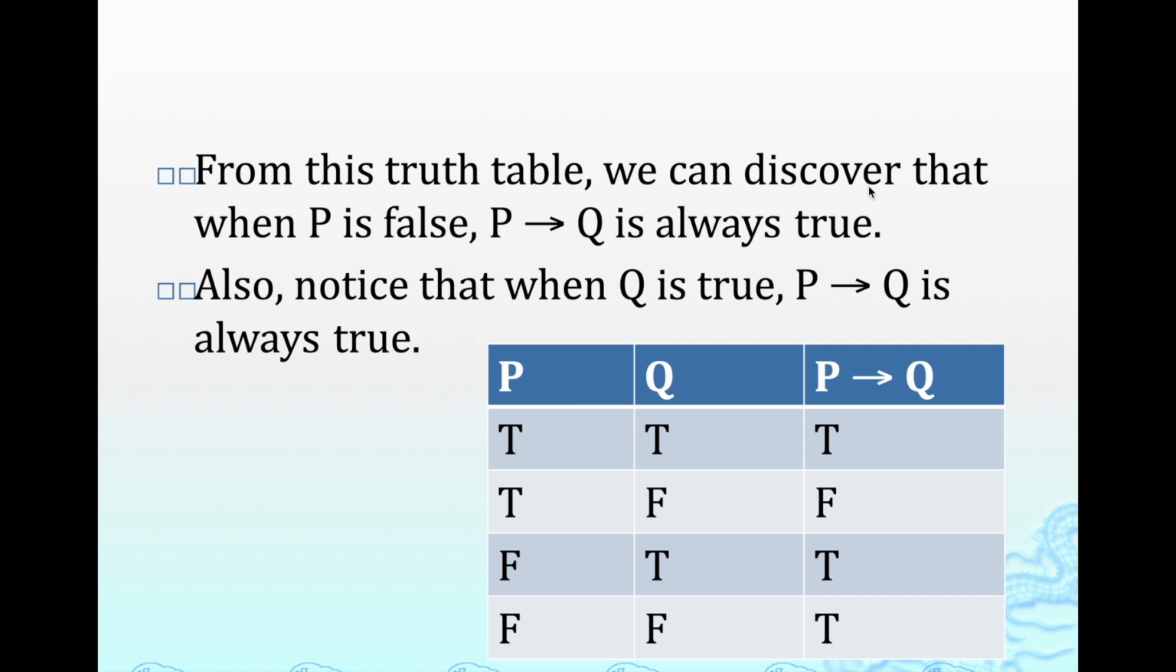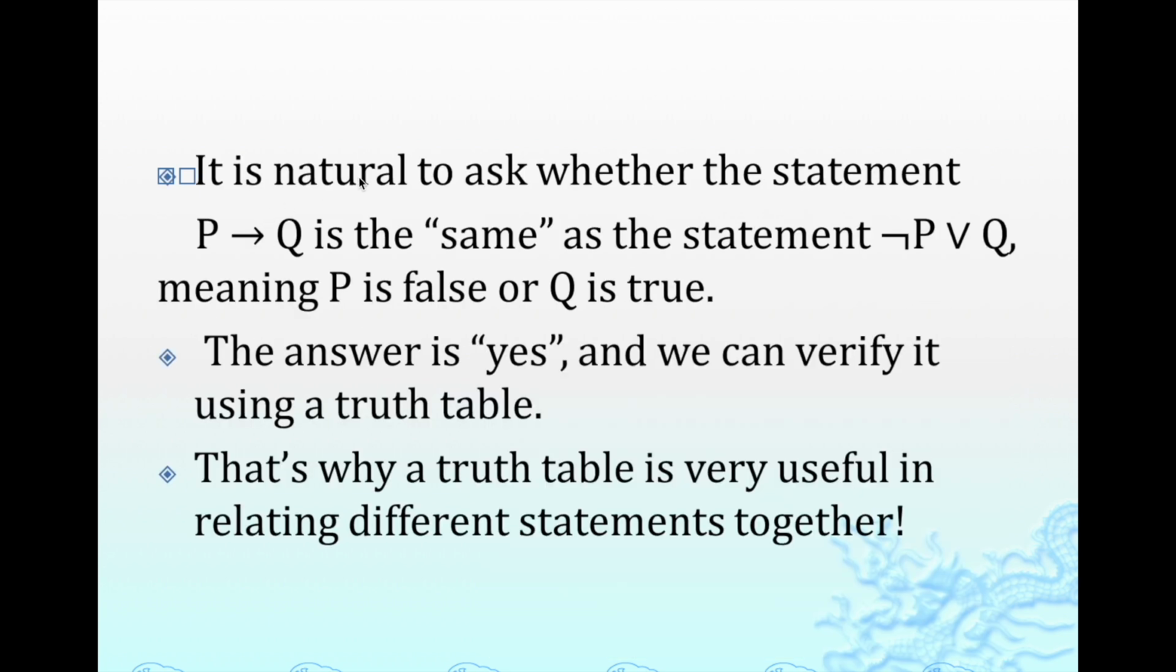From this truth table, we can discover that when P is false, just notice these two rows, then P implies Q is true here. Also notice that when Q is true, that means this row and this row, then P implies Q is true here. So it is natural to ask whether the statement P implies Q is the same as the statement not P or Q, meaning P is false or Q is true. The answer is yes, and we can verify it using a truth table.